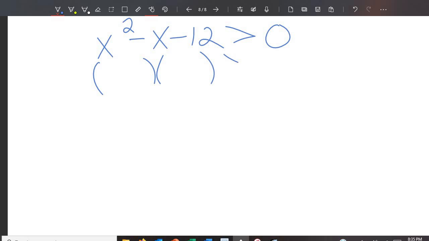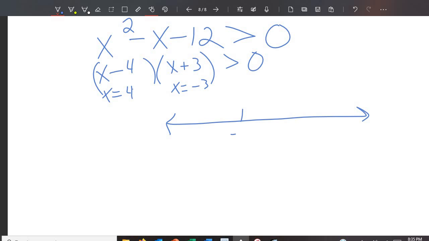Alright, let's do another one. Let's say we have, I don't know, we'll do x squared minus x minus 12 is greater than 0. And we factor this one how many times? Who knows? It's going to be x minus 4, x plus 3. Solving this, we'll get x to be positive 4, x to be negative 3. So my number line, negative 3, positive 4.